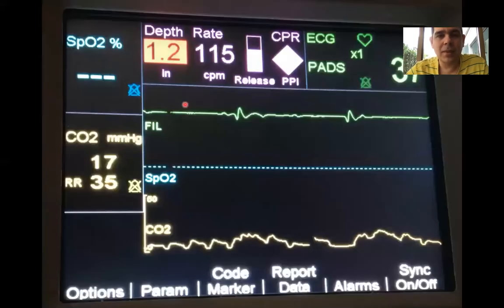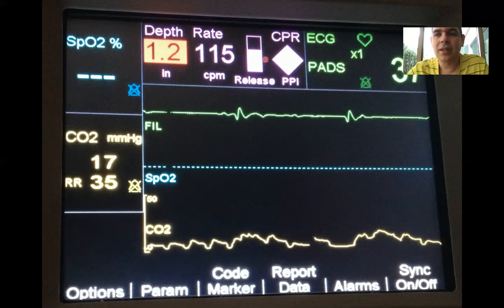This is an example of the CPR dashboard seen on the Zoll defibrillator. So right on the top here, this is your feedback that you get as you're doing CPR. You will see that the depth is displayed, the rate is displayed. This bar here indicates the release, and when the bar is full, there is adequate release. And this diamond here indicates the performance index.